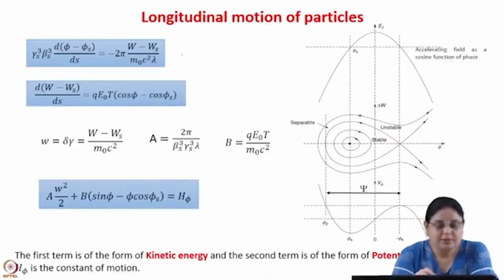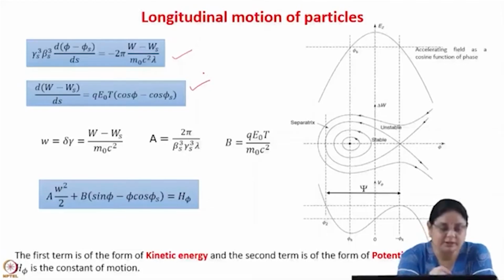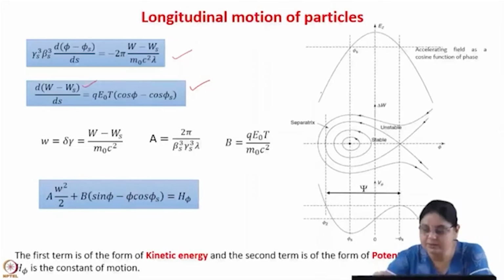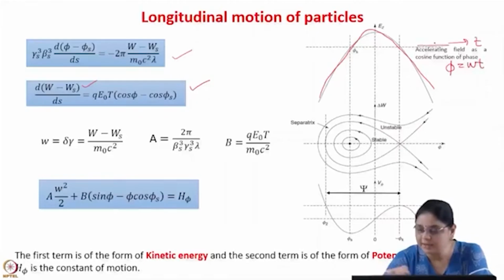In the previous lecture, we derived the equation of motion of the particle, which is not the synchronous particle, in the longitudinal direction. We got two differential equations, one in terms of phi and the other in terms of w, which is the energy. Here phi s is the phase of the synchronous particle and ws is the energy of the synchronous particle. This is the electric field with time or phase, so phi is equal to omega t. This is the time or phase axis.